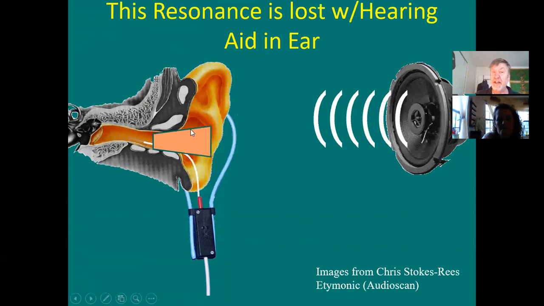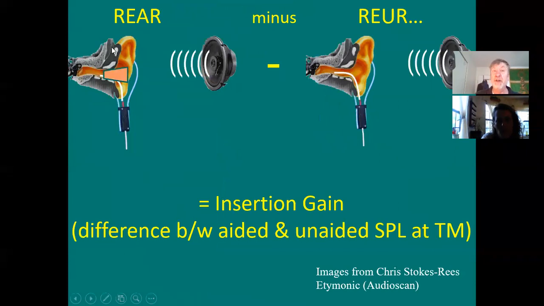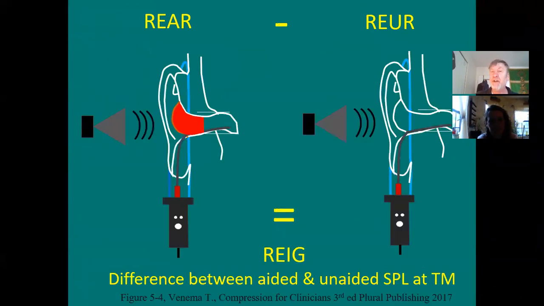Okay, now you've taken a hearing aid, you stuck it in, its volume is on. So basically you're doing real ear aided on the left. I hate this box on the top. I wish that would go away. Okay. REAR minus REUR equals insertion gain. The difference between aided and unaided SPL at the eardrum.